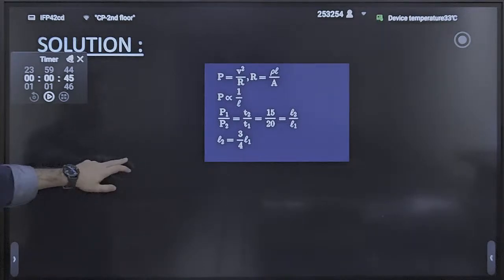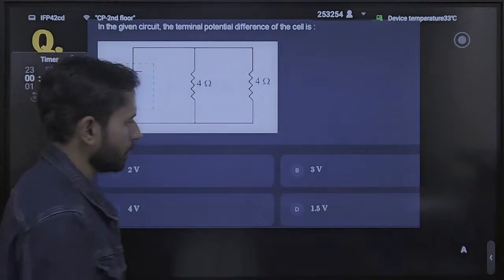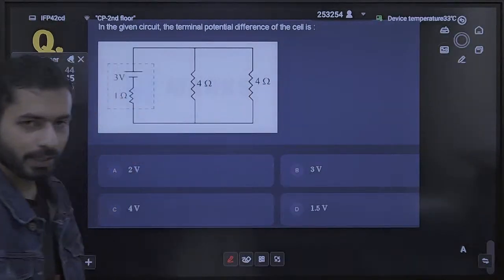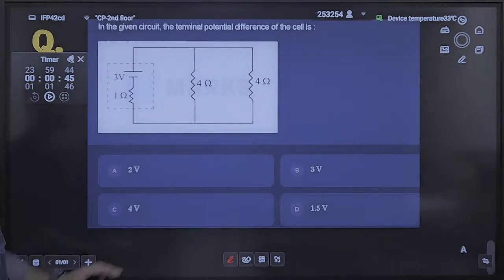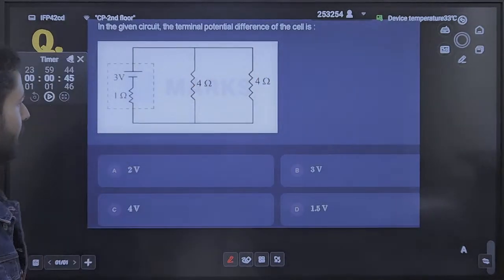You can take a screenshot of this one also. A very simple question. Anyways, I shouldn't give you any time for this question also. Just do it orally. What is the question? In the given circuit, the terminal potential difference of the cell is. Terminal potential difference of the cell.